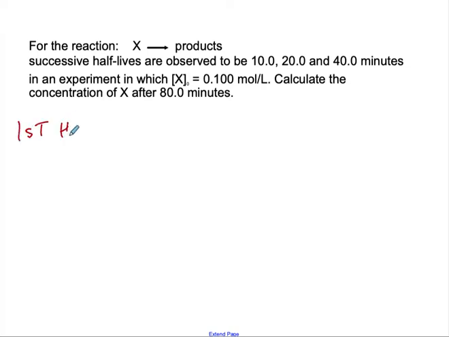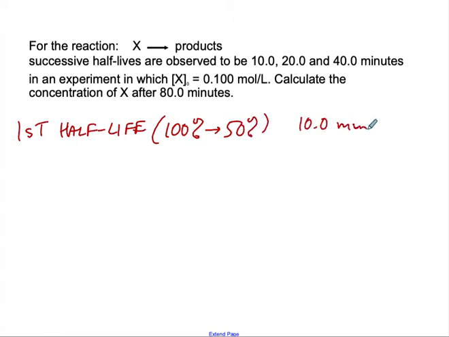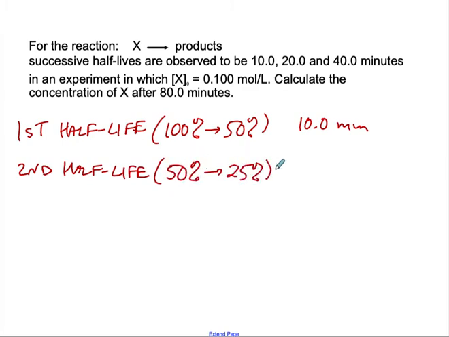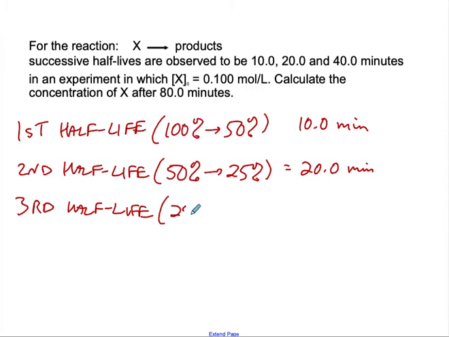So in the first half-life, meaning the concentration drops from 100% to 50%, is 10.0 minutes. The second half-life, meaning the time that it takes for the concentration to drop from 50% to 25%, is 20 minutes. And the third half-life, meaning the time that it takes for the concentration to drop from 25% to 12.5%, is equal to 40 minutes.